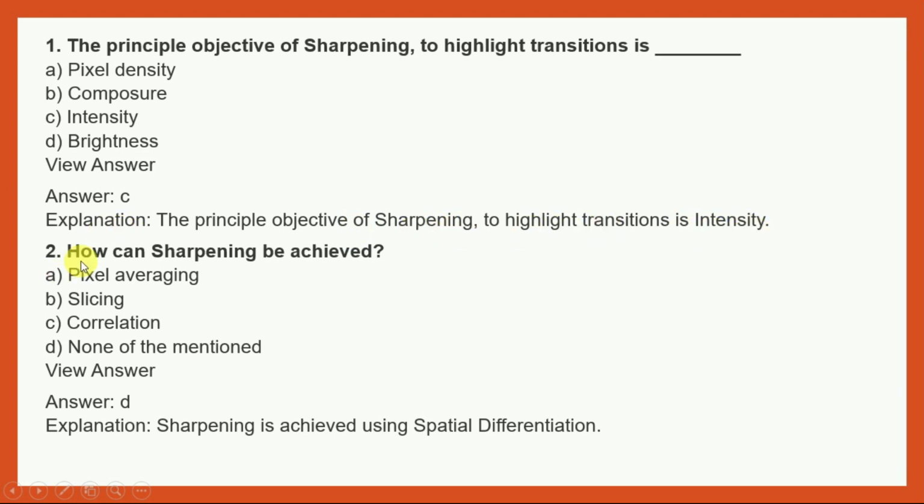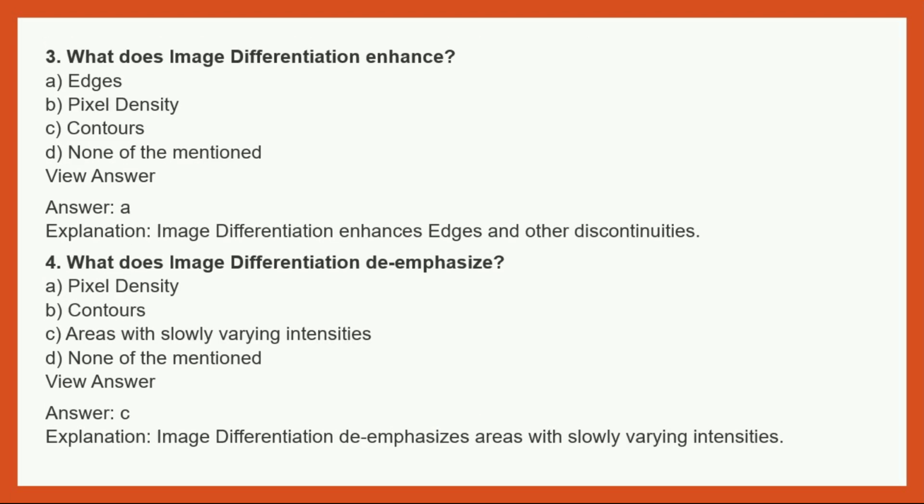The next question is, how can sharpening be achieved? Means how we can achieve the sharpening. That is the basic question and quite relatable to our exam as well. The options are given, and the right answer is option D, that is none of the mentioned. Because if we see the options here, pixel averaging, slicing, correlation are not a part of sharpening. So these are not relatable to achieve sharpening. So the right answer is none of the mentioned.